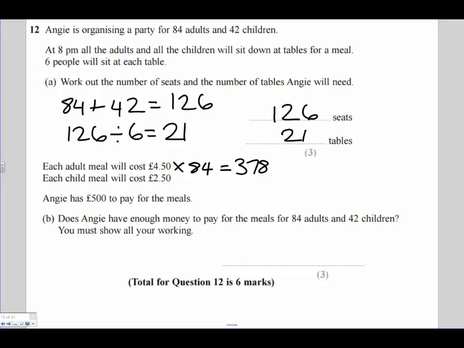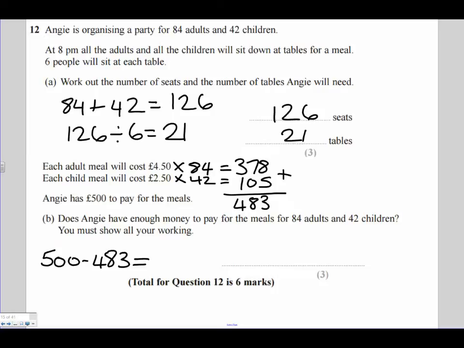£378. The cost of the children is £2.50, and multiply this by the 42 children, and that will give you the cost of the children. That's £105. Now add the two together, and it comes to £483. So does Angie have enough money? Well, she's got £500. We know it costs £483. If we do this quickly on our calculator, we can see she has enough money and £17 left over.